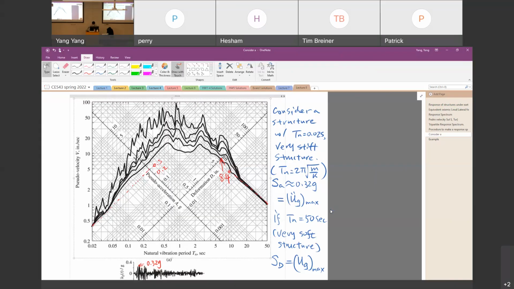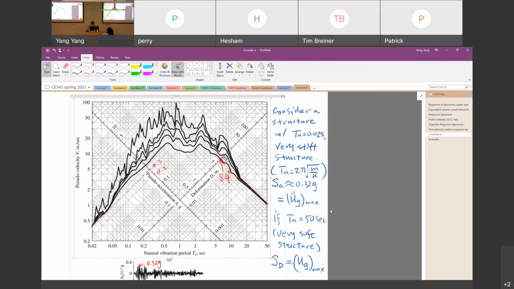That's why we need the response spectrum, because with the response spectrum, at least for one earthquake, we can tell how it will affect the response of the structure. If the natural frequency of the structure is known, we can quickly get the maximum acceleration, displacement, and velocity of the structure. So that's the topic about the response spectrum.